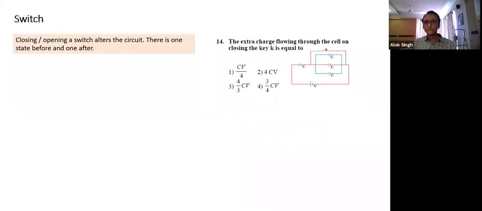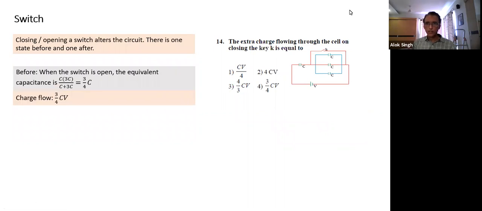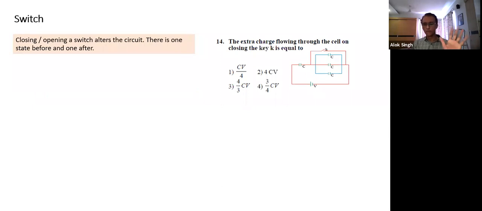Okay. There are some questions involving a switch. So let's understand how you solve them, since switch-type questions are also common. Whenever we see a switch, it means there was one circuit before, when the switch was open, and we have a different circuit when the switch is closed. So whenever we have a question involving a switch, we should think of two states, one circuit before and one after. We draw two circuits, we solve two circuits, and we get an answer to our question.